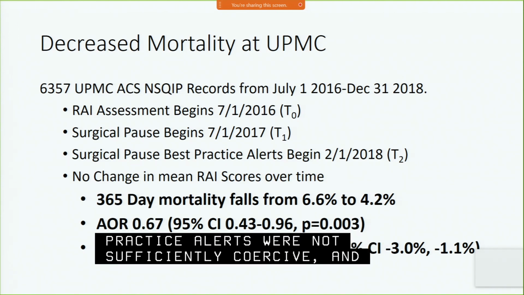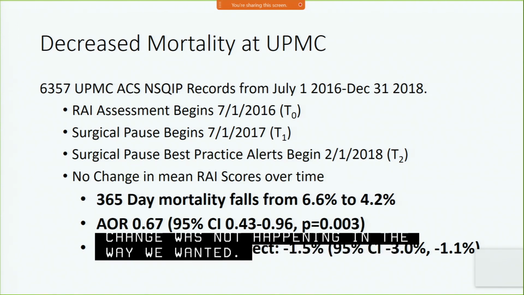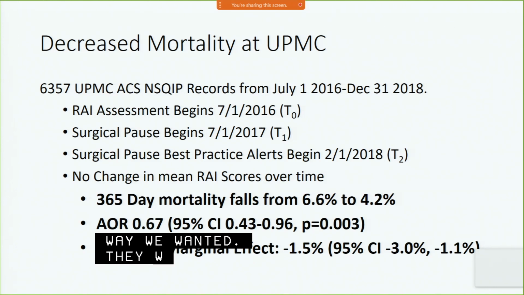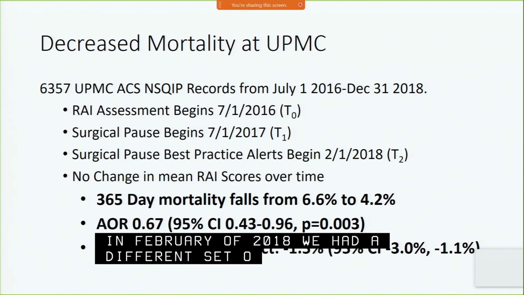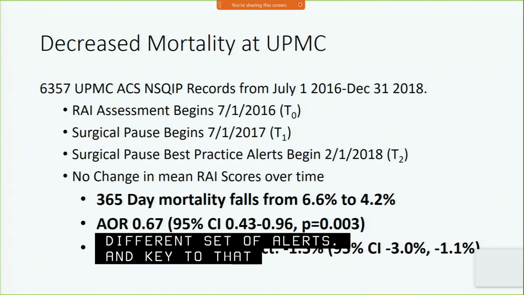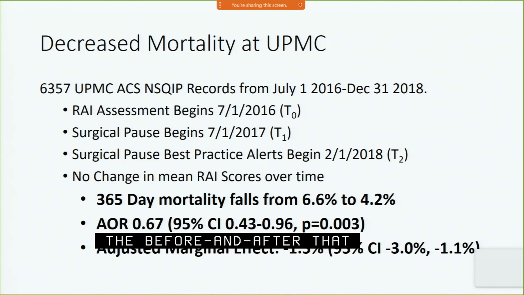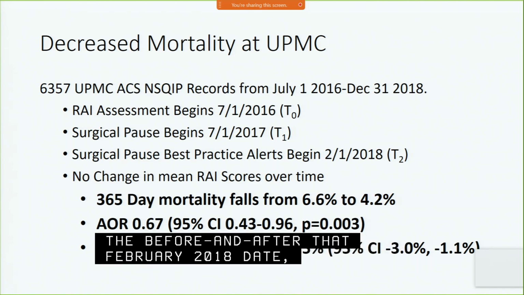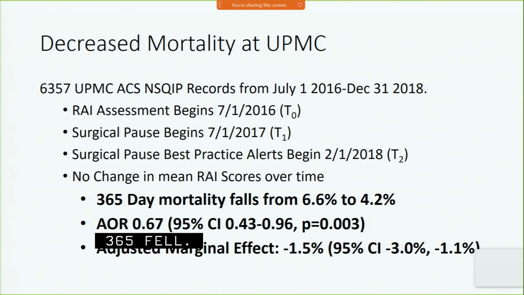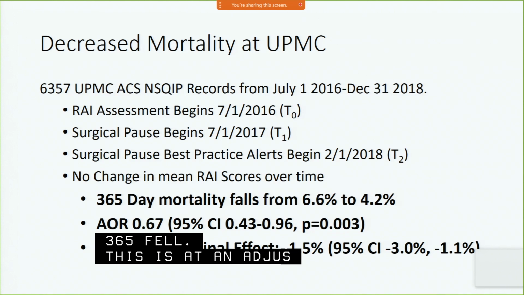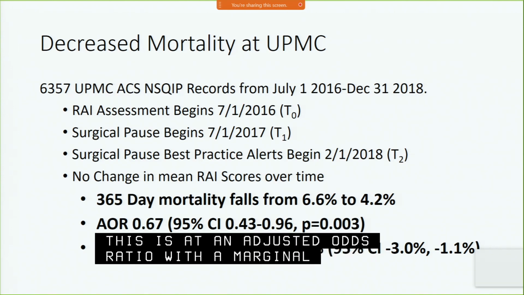We redesigned that, and in February of 2018, we had a different set of best practice alerts, and keyed to that time, we found that before and after that February 2018 date, 365-day mortality fell from 6.6 to 4.2%. That's an adjusted odds ratio of 0.67 with a marginal effect of cutting mortality by 1.5%. This is with a really light touch.